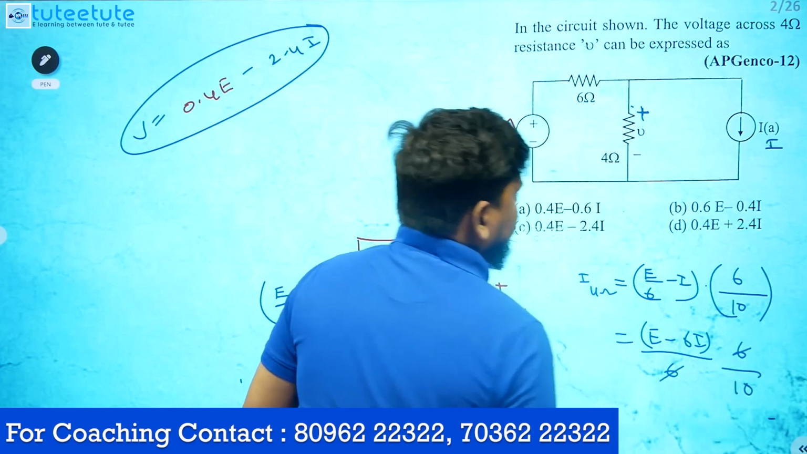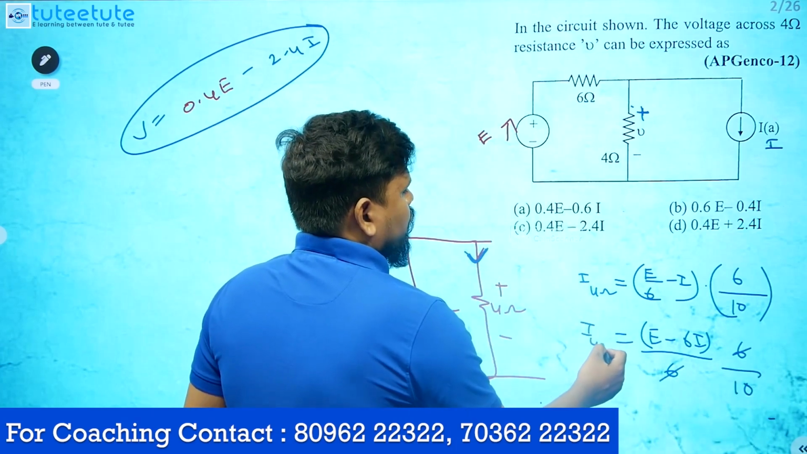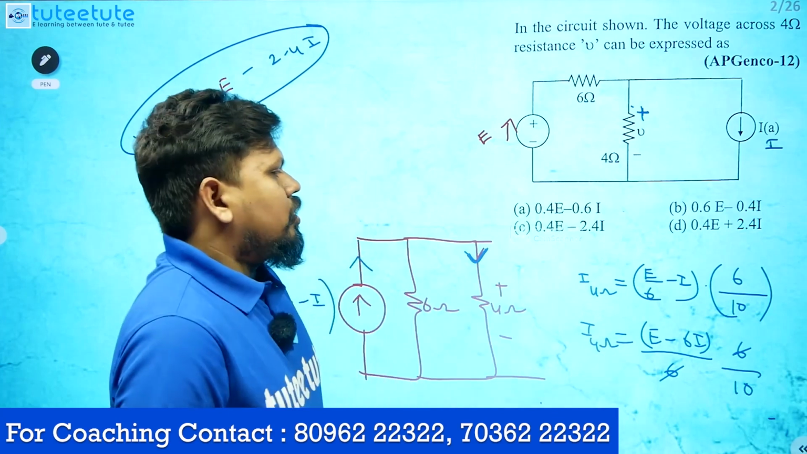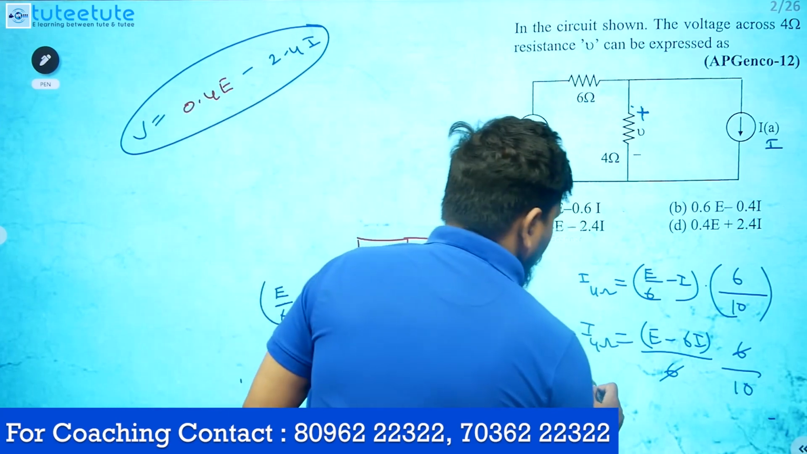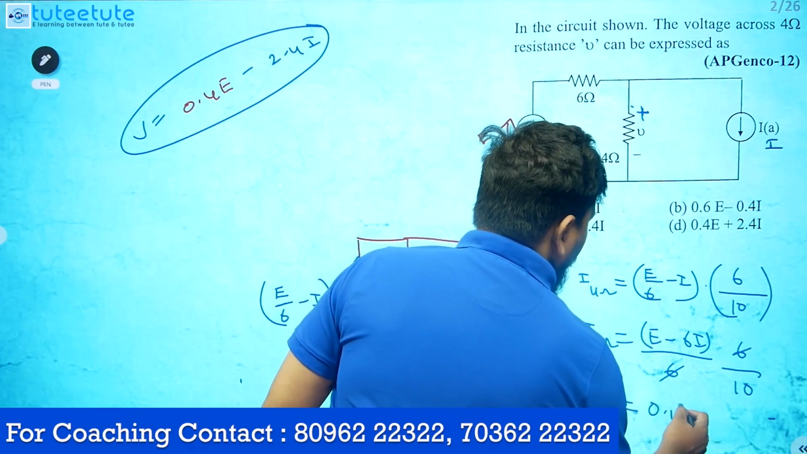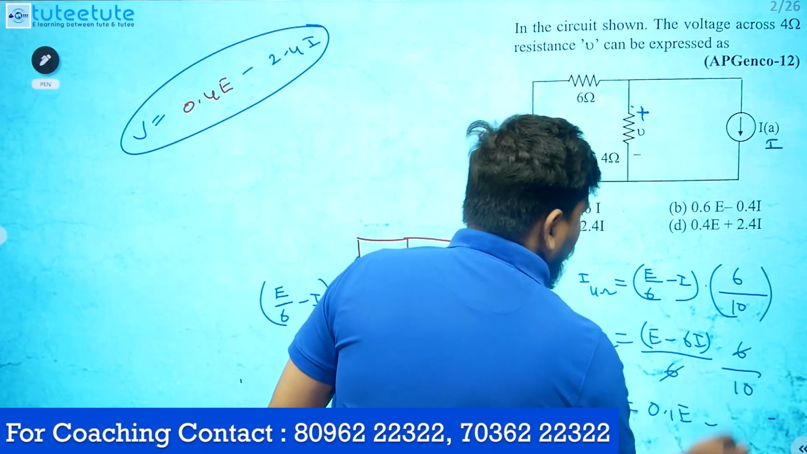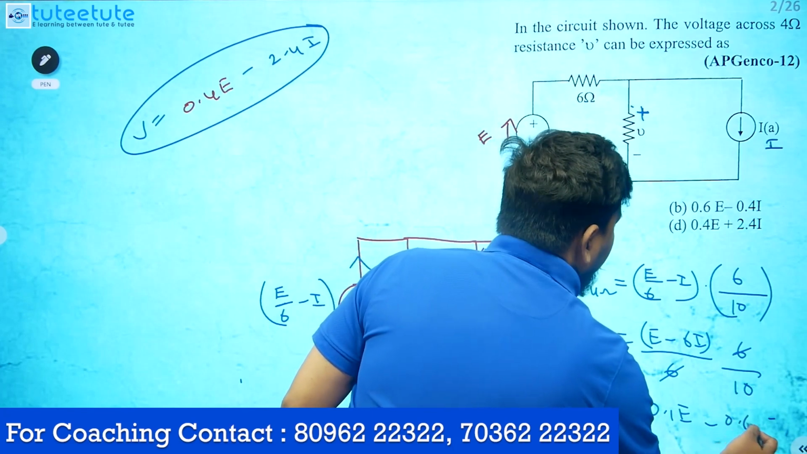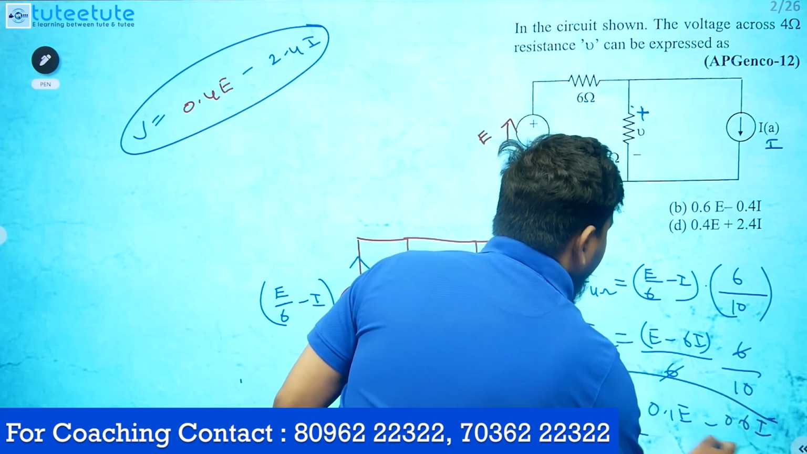So directly we can calculate this one, okay? So this is the 4 ohms resistance, so current, okay? So complete current it is. So I 4 ohms you can give as E by 10, that means 0.1 E minus 0.6I. This is the current in 4 ohms resistance.